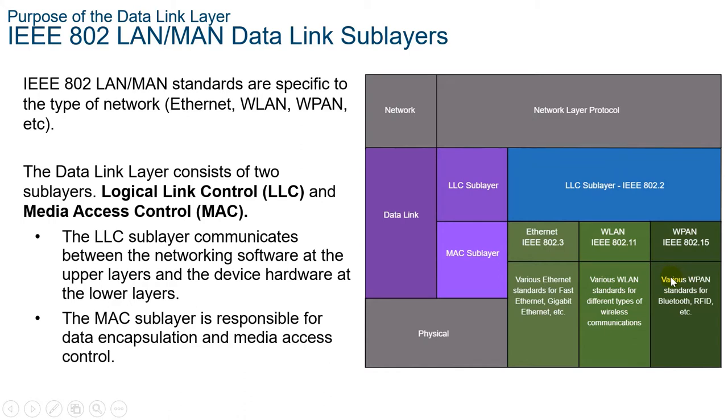So the LLC sublayer takes the network protocol data, which is typically an IPv4 or an IPv6 packet, and then it adds layer 2 control information to help deliver the packet to the destination node. The MAC sublayer controls the NIC and other hardware that is responsible for sending and receiving data on a wired and wireless LAN or MAN medium. So the MAC sublayer provides data encapsulation. And these are the frame delimiting, addressing, and error detection.